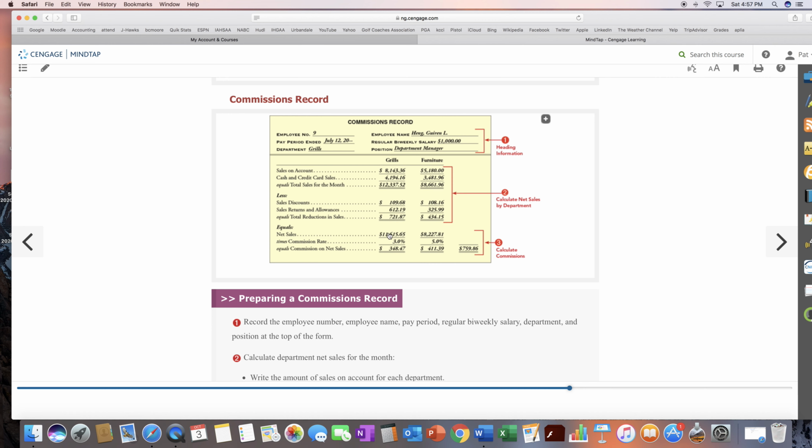And in our case, we have two different departments here. So you would take 3% of that and you would get the commission that they would make. And so this is called a commissions record. You would add the commission from the grills department plus the commission from the furniture department. A lot of these numbers will be given to you. You might have to add these, and you might have to subtract. Take this number and subtract this number to get a new total for net sales. You might have to multiply to get the commission, and then add the two commissions to get your total commissions.